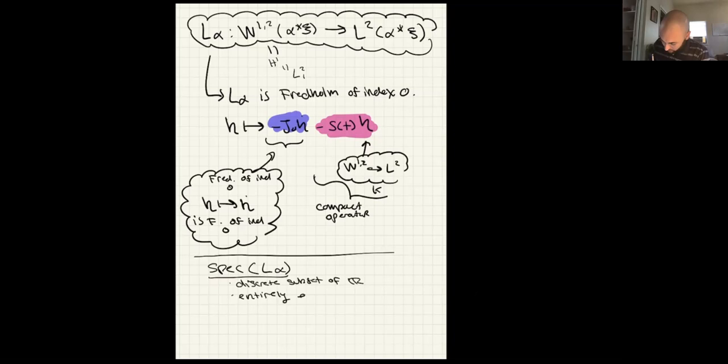And the really nice thing is that each eigenvalue has finite multiplicity. So it's just really nice all around. So each eigenvalue has finite multiplicity.